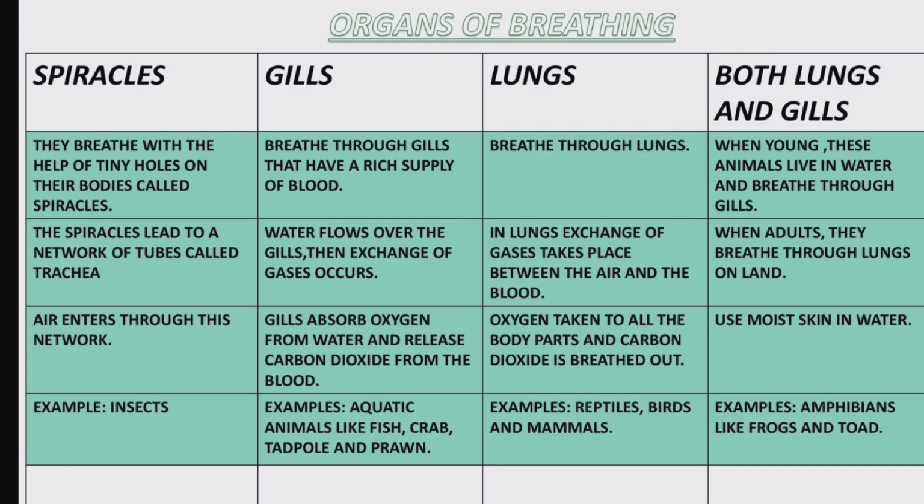And reptiles, birds, and mammals breathe through lungs, and through lungs the gaseous exchange takes place. And amphibians like frogs and toads use both lungs and gills for breathing. When they are young they use gills, and when they are adult they breathe through lungs on land.